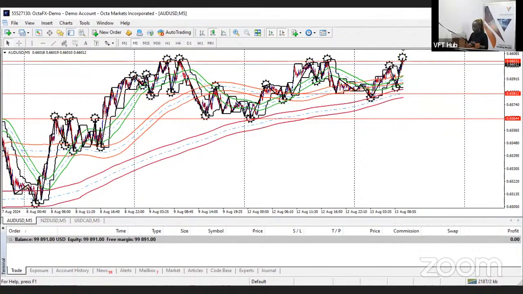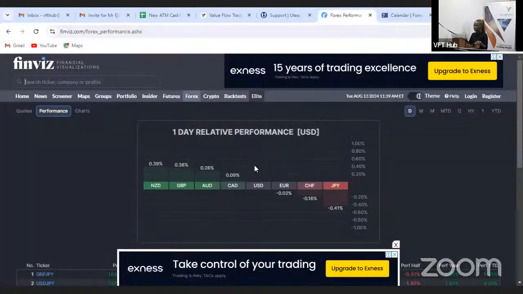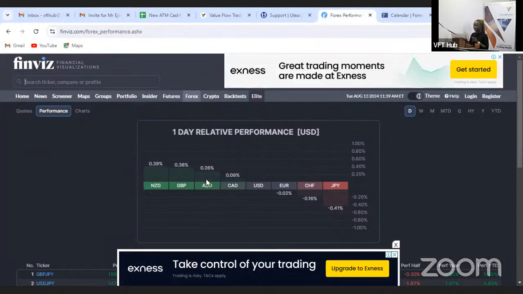I'm going to try to share my screen so you see what I'm talking about. Okay. So you see that on the daily time frame, it's not clear. However, you can pay attention to see that NZD is here and AUD is behind it. So if we see AUD USD cross to this level, we want to see NZD AUD around here.